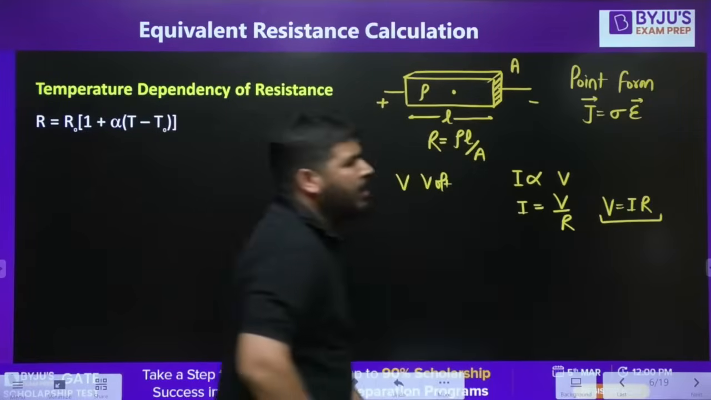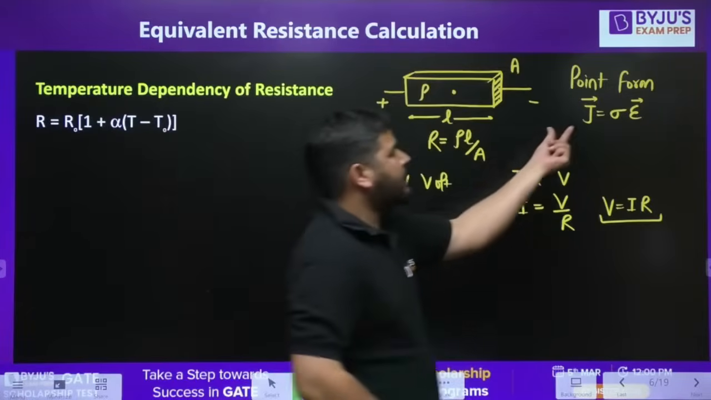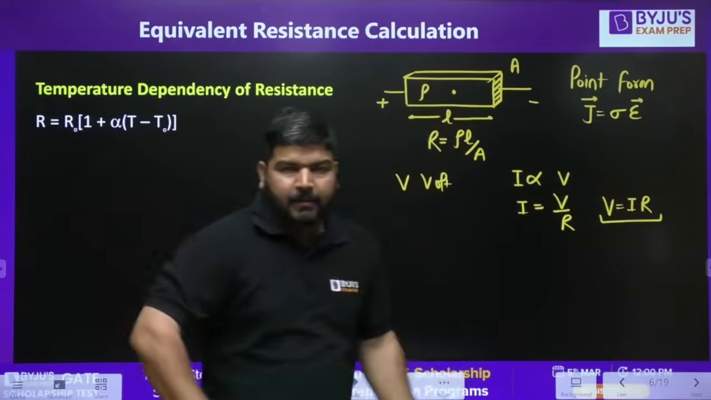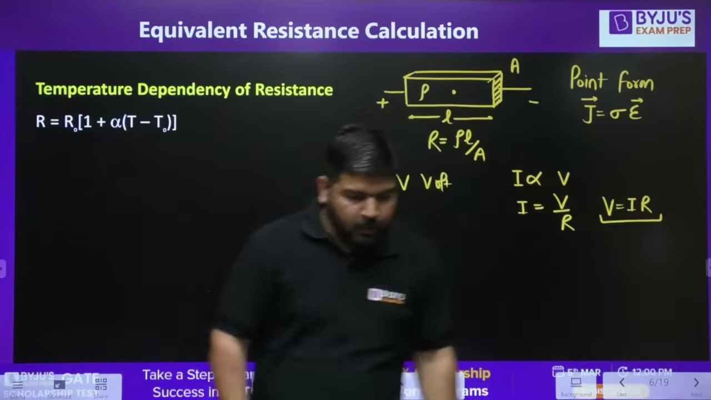J equal to sigma E. Now what is this J? J is conduction current density. Sigma is conductivity. E is electric field. I'm not going to prove this.